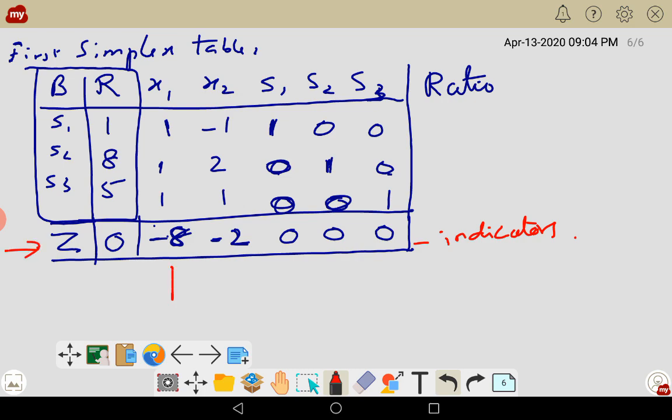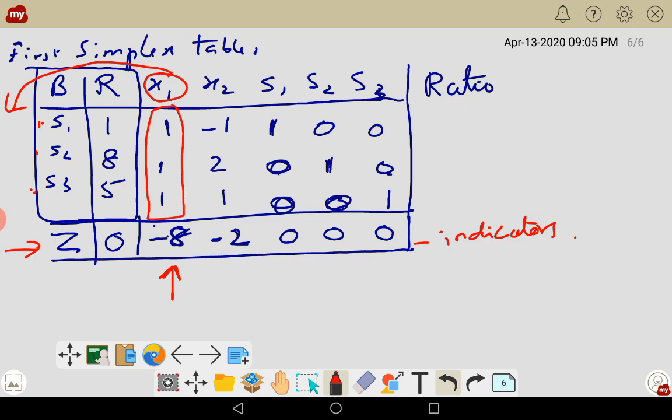Here the most negative is negative 8. So the key variable here is x1. It is the entering variable. Somewhere it is going to enter. Which one of the variables is going out? s1, s2, s3, we will try. So this column is important for us. This is called the pivot column, right?